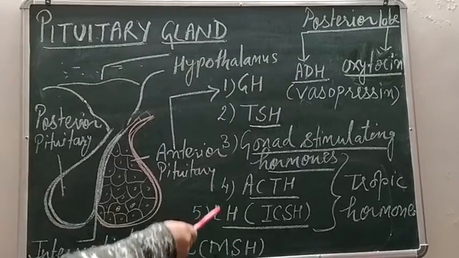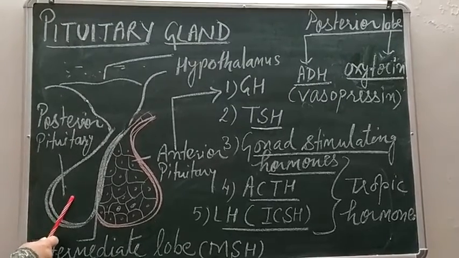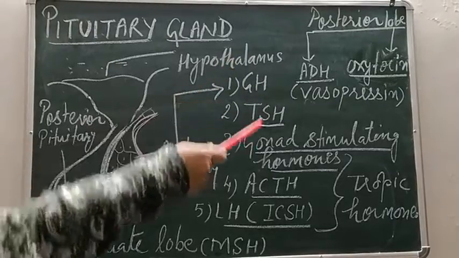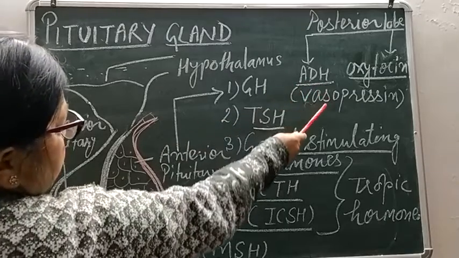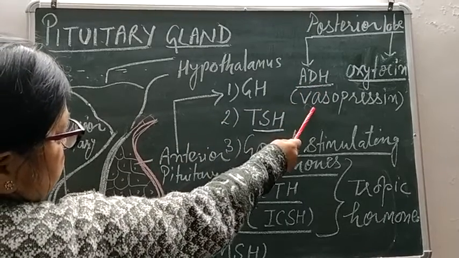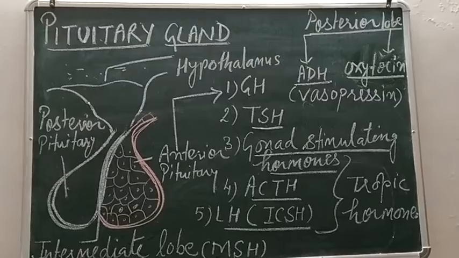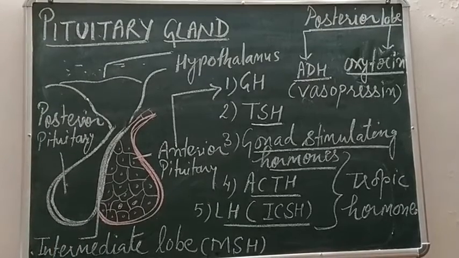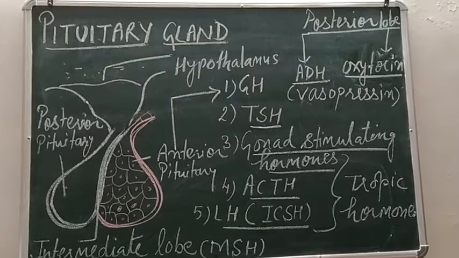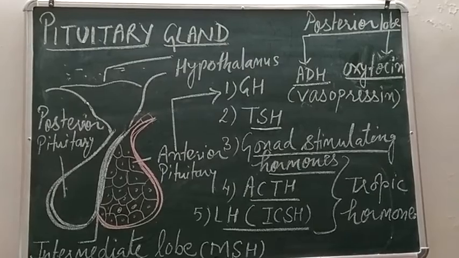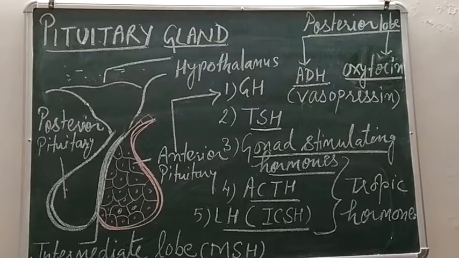Now, I have already told you about these tropic hormones. Now come to the posterior part of the pituitary gland. The posterior lobe secretes two hormones. One is called ADH, antidiuretic hormone, which is also known as vasopressin. And the second hormone is oxytocin. See the function now. This antidiuretic hormone, also called vasopressin, functions to constrict blood vessels, and it also helps the kidney to increase reabsorption of water.